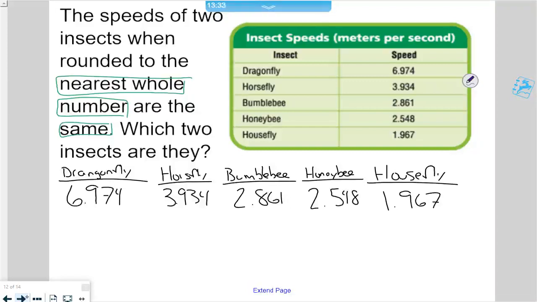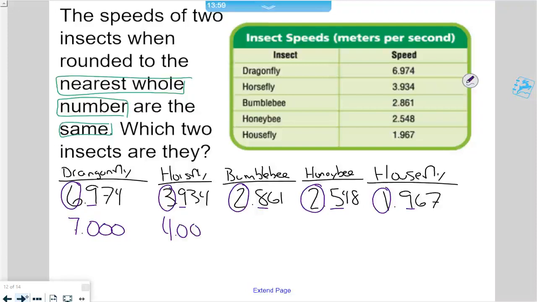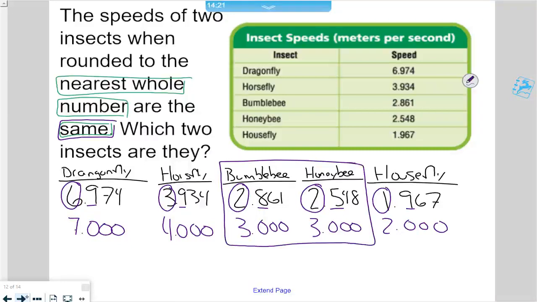So we're going to do this. We're looking for whole number. Circle, underline. Circle, underline. Circle, underline. Circle, underline. Circle, underline. Okay? 0 to 4, circle stays the same. 5 through 9, add 1 is the game. I see a 7, 4, 3, 3, 2. We're looking for 2 that are the same. So my bumblebee and my honeybee have the same speed when rounded to the nearest whole number.